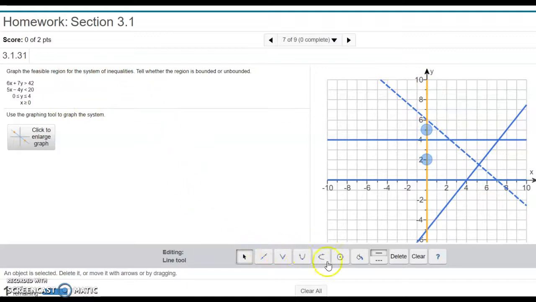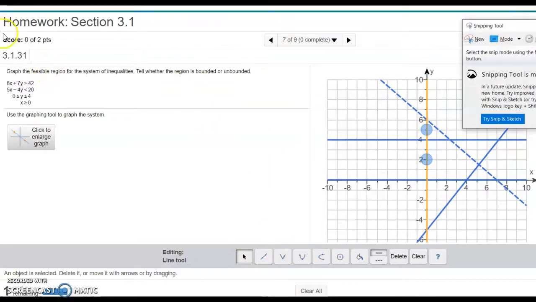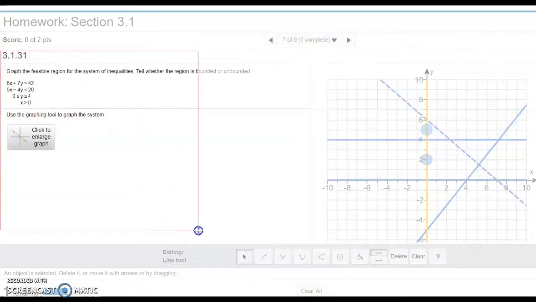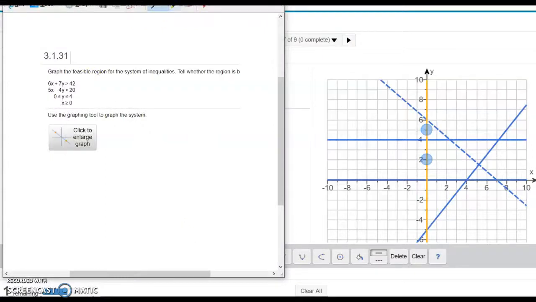Okay, so I want to shade. So let's test 0, 0 here. Let me go back and where's my graphing or my cutting tool here? All right, so let me go back over here. All right, so the first one is saying what? 0 plus 0 is greater than 42. So that's a no. All right, so that's a no. That one's not true.